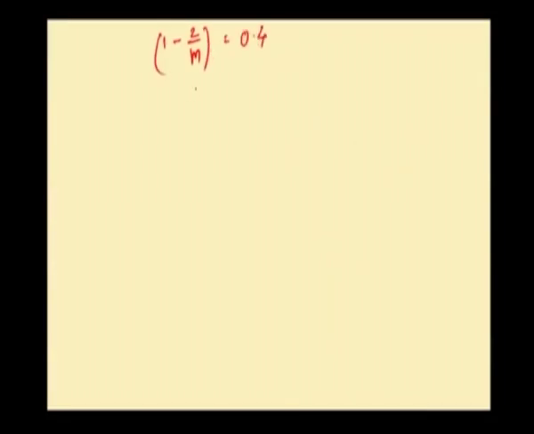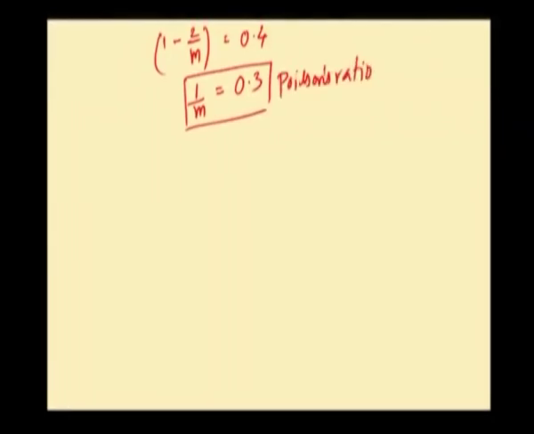From this we can get the value of 1 by M. 1 by M will be equal to 0.3. So, this is the value of Poisson's ratio. Next, we are also asked to calculate the value of bulk modulus of elasticity. So, we shall use the relationship between Young's modulus and bulk modulus.